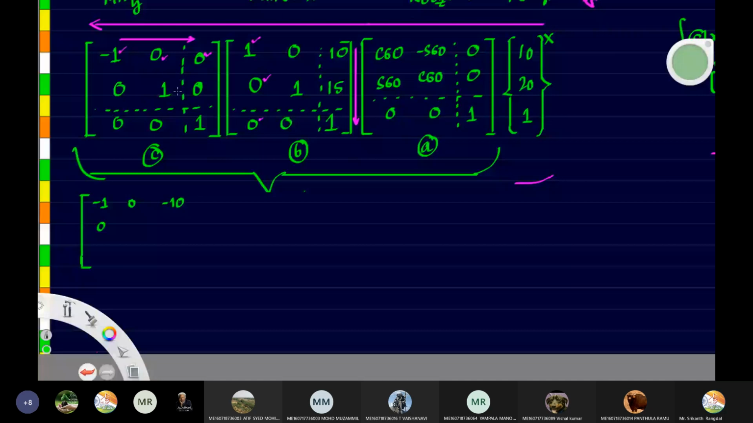Result is 1. Okay. And then continue the same. Second row, third column. What do we get? So 0 into 10, 0. 1 into 15 is 15. And 0 into 1 is 0. So we will get 15 here.